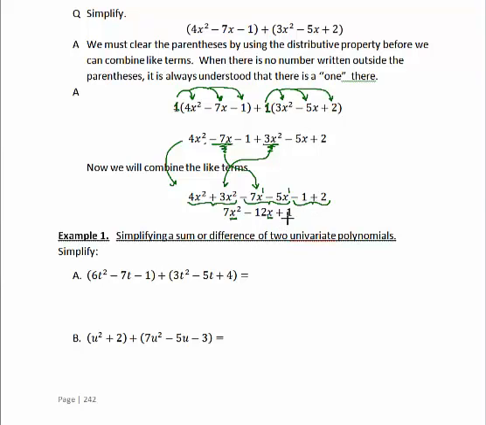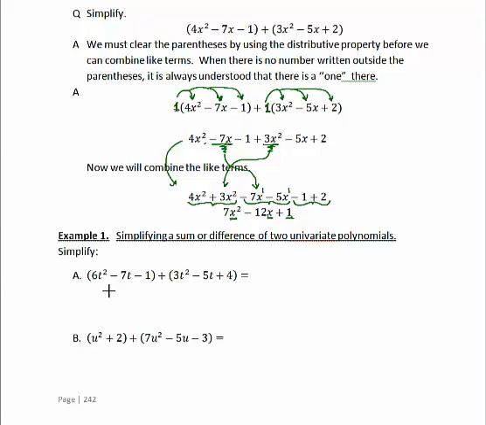And then a negative 1 plus a 2 is a positive 1. And so we've reduced this polynomial from one with 6 terms to one with 3. We've simplified it. And so that's what we're going to do ourselves in example 1.